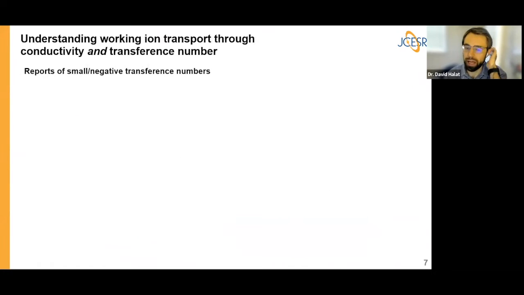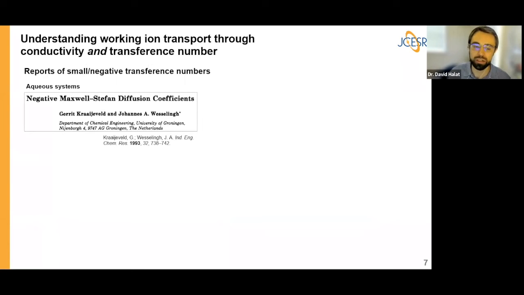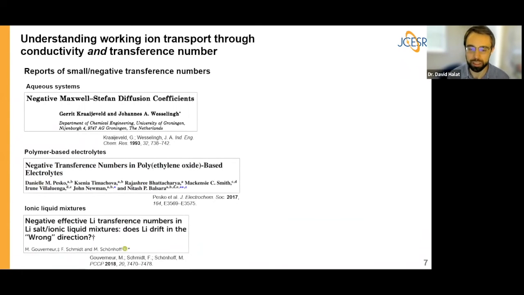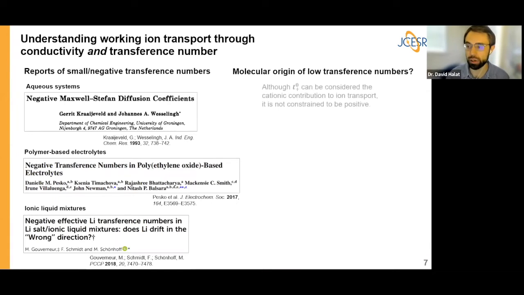You may have noticed that on the last slide, the values of T plus 0 at some concentrations were negative. And I want to reassure you that you have the right to be confused about that, because there are reports in the literature that T plus 0 can be small or even negative in numerous systems: concentrated aqueous electrolytes, polymer electrolytes, and also mixtures of salts with ionic liquids. So if this situation occurs more frequently than we expect, we want to understand fundamentally what molecular factors give rise to small or negative T plus 0, so that ultimately we can choose or design electrolytes that have much larger, or at least non-negative, cation transference numbers.